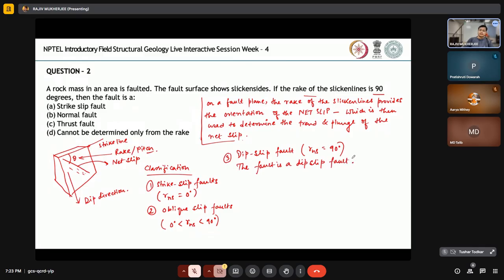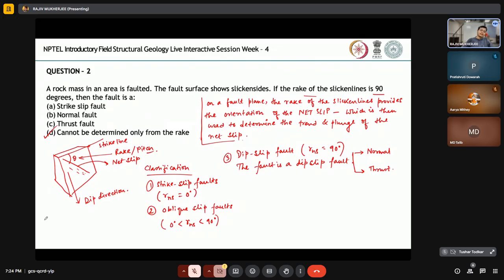So a dip slip fault can either be a normal fault or it can be a thrust fault. But other than that, we cannot further deduce what kind of fault it is. Therefore, given the options, the best is option D, that is, it cannot be determined. The nature of the fault cannot be determined only from the rake.